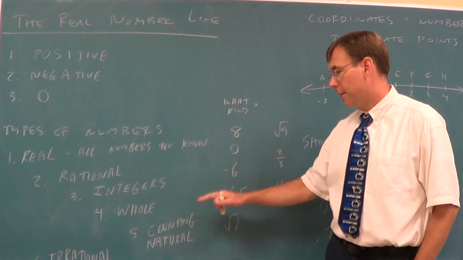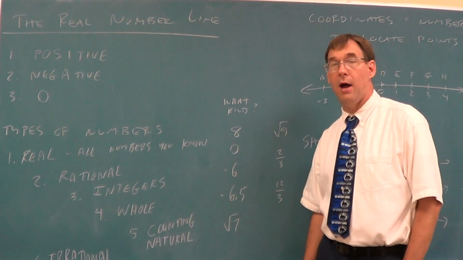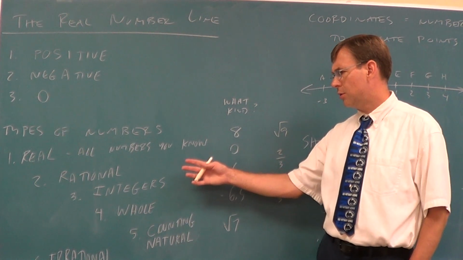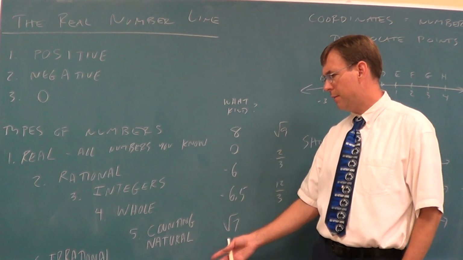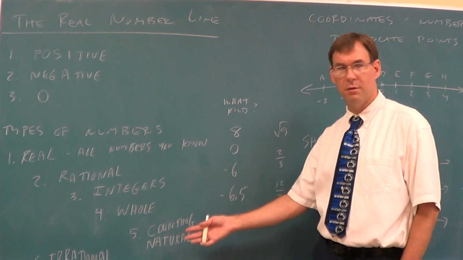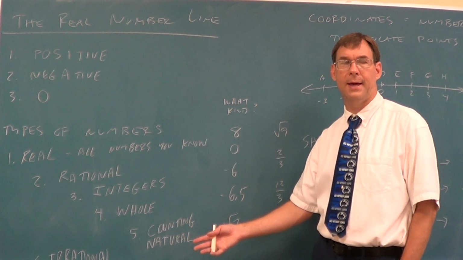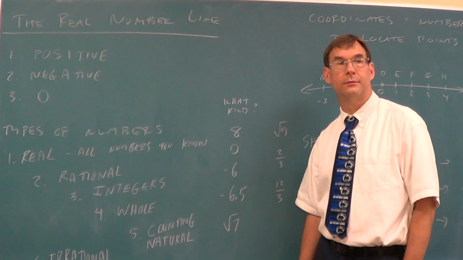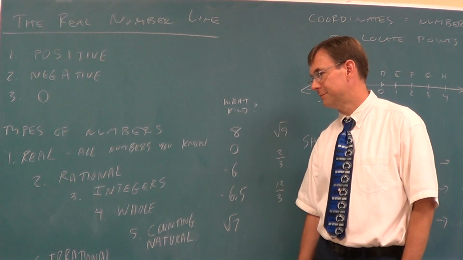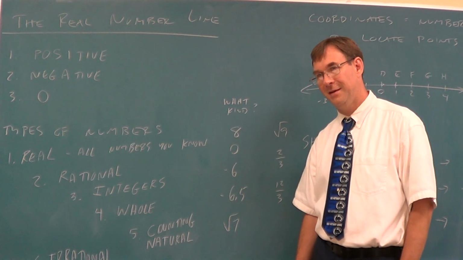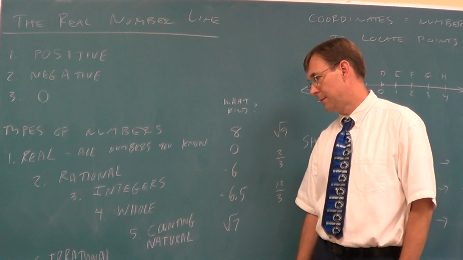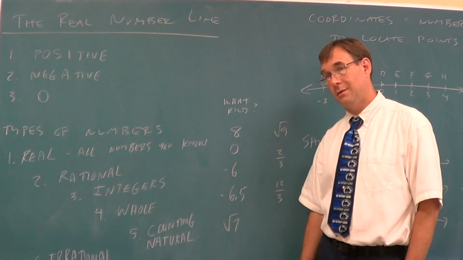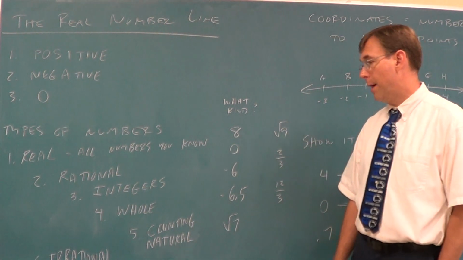Does anybody know what any of these lists are about? What makes something be rational? Who are the integers? Who are the whole numbers? Who are the natural numbers, counting numbers? Who are the irrationals? Anybody remember what any of that is? What are they for? How do you know who's who? A whole isn't like a half. It's just a normal 1 or 2. Yeah, 1 and 2 are whole numbers.